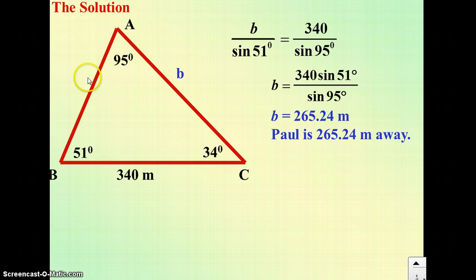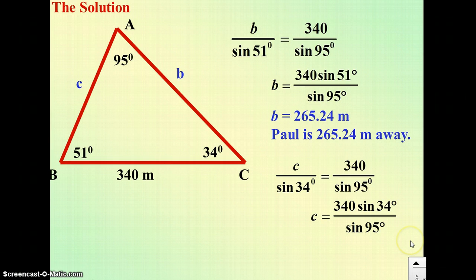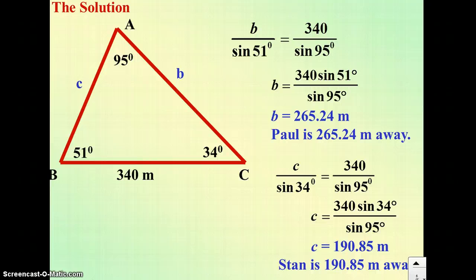I want to find little side C, how far Stan is from the plane. Again, I've got my complete ratio. Angle A is 95 degrees, the side opposite, that's 340 meters. So I can make my equation using the sine law. Little side C over the sine of 34 should equal 340 over the sine of 95. Again, solve for C and use our calculators. We find out that Stan is 190.85 meters away from the airplane.